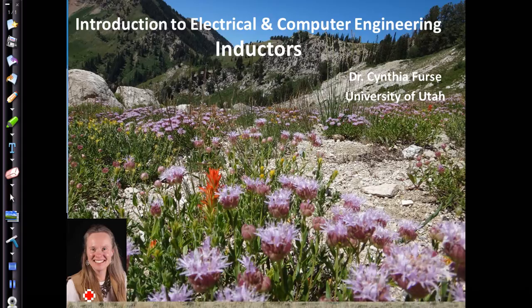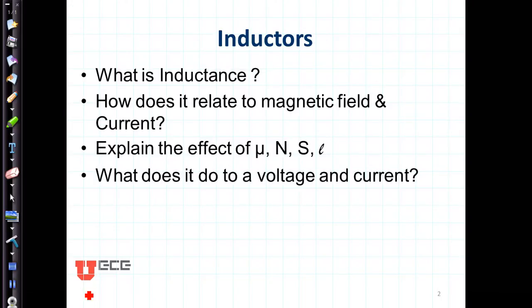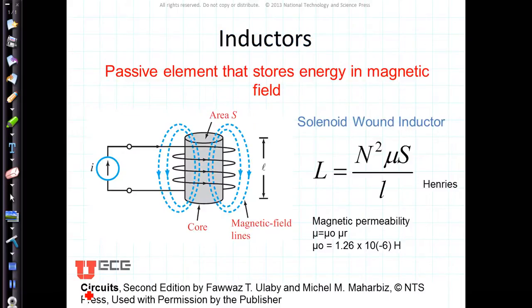This is Dr. Cynthia Furse at the University of Utah, and today I'd like to talk about inductors. We're going to talk about what is inductance and how does it relate to the magnetic field and current. We'll explain the effect of different inductor parameters, and finally what it does to a voltage and current in the circuit. An inductor is a passive element that stores energy in the magnetic field.